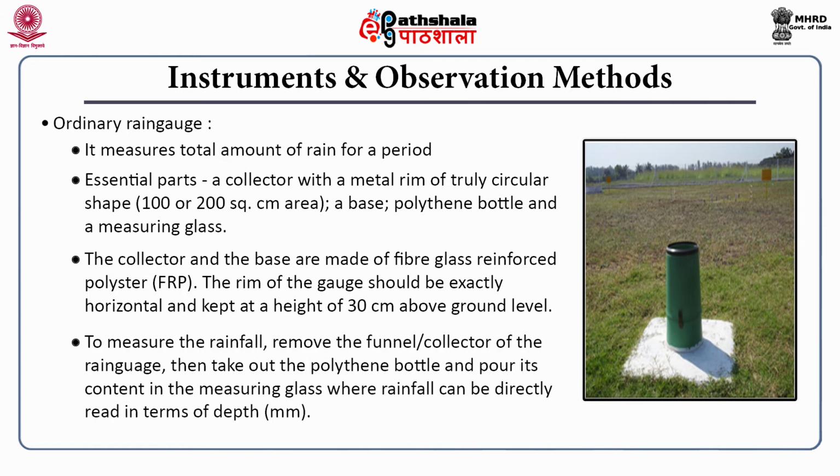To measure the rainfall, remove the funnel or collector of the rain gauge, then take the liquid in the polythene bottle and pour its content in the measuring glass.